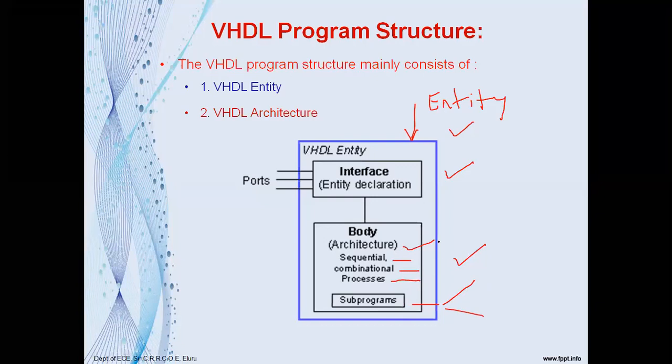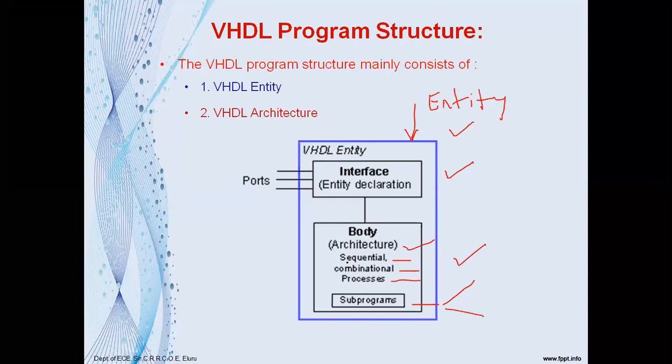They may come under either the interface or the architecture. Mainly the subprograms come under the architecture body part. The package declarations come under the entity. Configuration declarations come in the architecture body. So these are the design elements which are used to build VHDL digital systems, or to design VHDL systems or circuits. The main two things are entity and architecture.